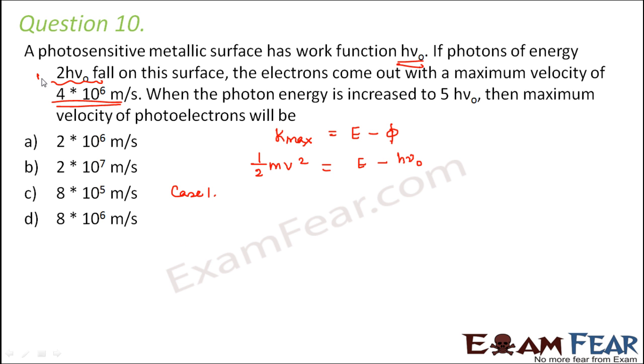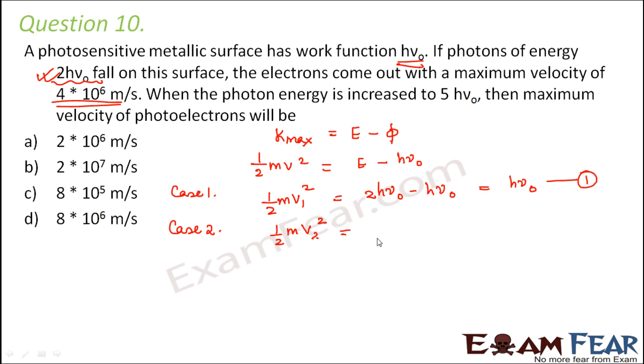In the first case, the energy is 2h nu naught and the velocity is given as 4 into 10 to the power 6. So in the first case, it is half mv1 square is equal to the energy 2h nu naught minus h nu naught, which is equal to h nu naught. So this is equation 1. Now let us write the equation for case 2, where the velocity is something that we need to find out. So let's assume it to be V2, which is equal to, now the energy has been increased to 5h nu naught. So 5h nu naught minus h nu naught will be equal to 4h nu naught, and this is equation 2.